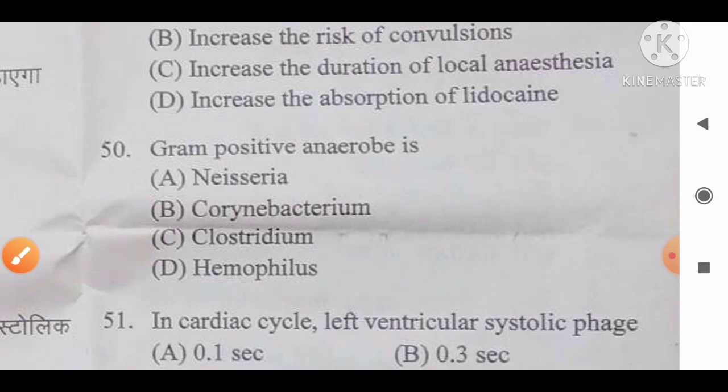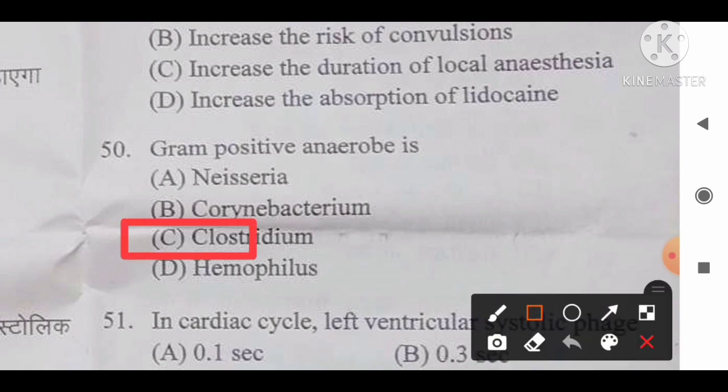Move to the next question, number 50. Gram positive anaerobes is option A Neisseria, B Corynebacterium, C Clostridium, D Haemophilus. Talking about all the four options, Neisseria is the gram negative aerobes, whereas Corynebacterium is a gram positive aerobes, and Clostridium is a gram positive anaerobes, and Haemophilus are the gram negative aerobes. So we can say option A, B and D are the examples of aerobes, whereas Clostridium is the only example that is a gram positive anaerobe. So option C will be the correct answer for this question.